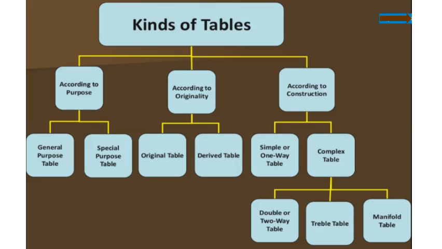Okay, so a general purpose table is known as a data bank, because you can derive a number of tables from it. You can have a number of special purpose tables from a general purpose table, because the general purpose table is a data bank with you, and you can make a number of special purpose tables from it.